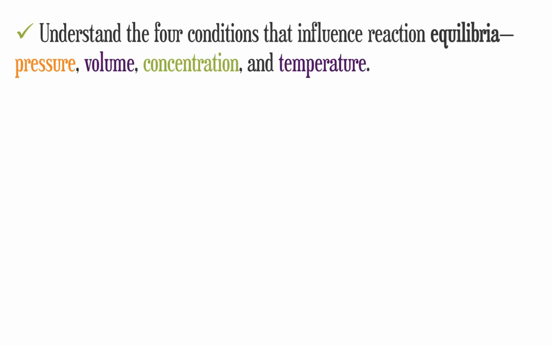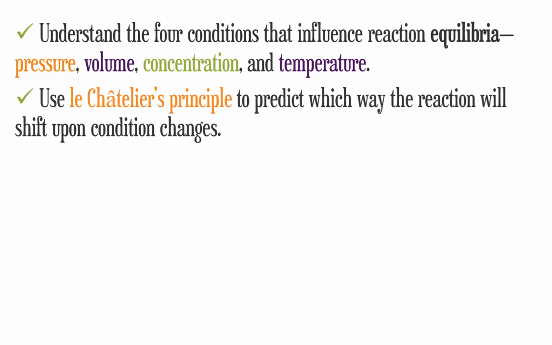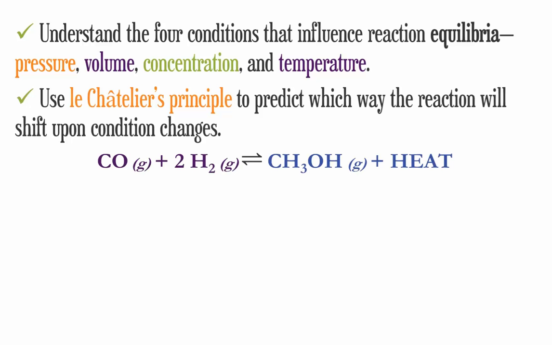Understand the four conditions that influence reaction equilibria: pressure, volume, concentration, and temperature. Use Le Chatelier's principle to predict which way the reaction will shift upon changing conditions. We have our example of carbon monoxide and two hydrogen molecules producing methanol along with heat. This is shown as exothermic, but it also has that two-headed arrow, meaning it is reversible.